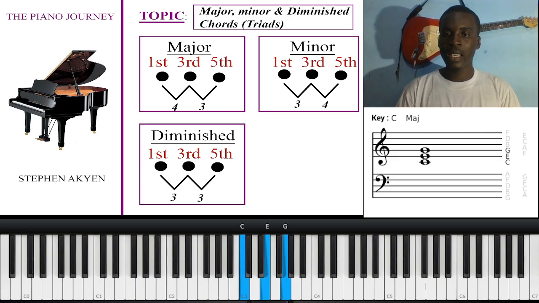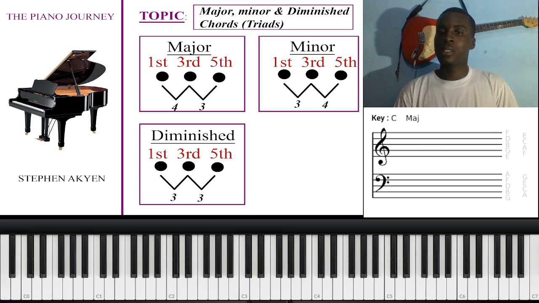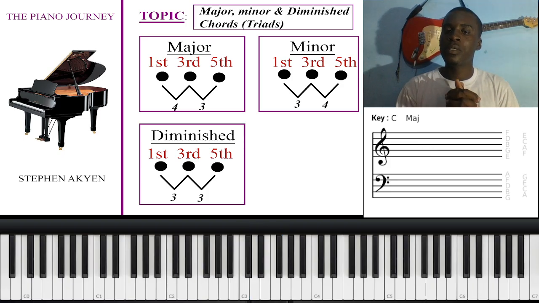And so from here to here gives our C minor. So this is one way you find the minor chords. So let me use another example.